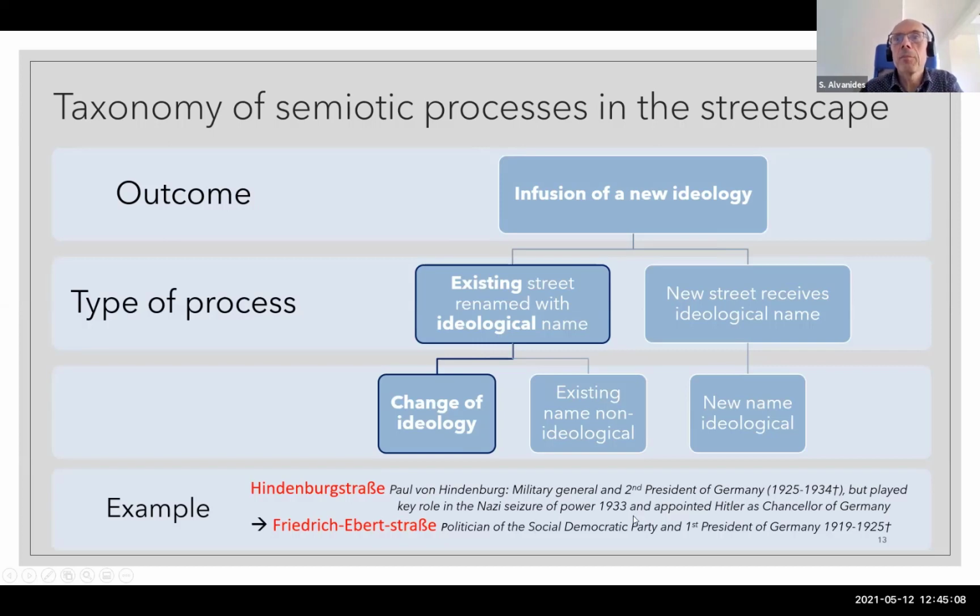I have here various examples where we can take a look. For example, we have here Paul von Hindenburg. He was a military general, the second president of Germany, but he played some role in the Nazi seizure of power in 1933, and he was partly responsible for appointing Hitler as Chancellor of Germany. So there was no way that this name would remain in later years. And in later years, this street was changed into Friedrich-Ebert-Strasse, named after a politician of the Social Democratic Party and the first president of Germany.